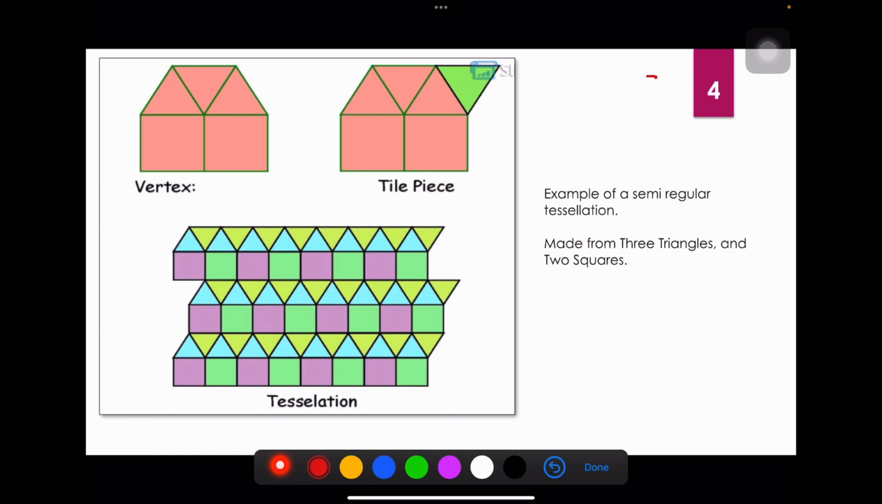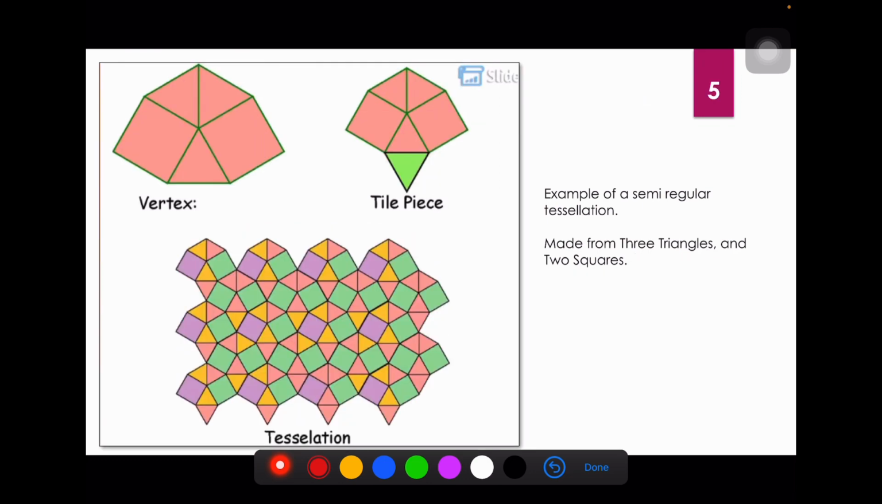The fourth one is made of 3 triangles and 2 squares. So we have 3 triangles, 1, 2, 3, and 2 squares, 1, 2. So the vertex all touch each other here. And then you can add another piece here. So you will have this kind of pattern. Tessellation pattern.